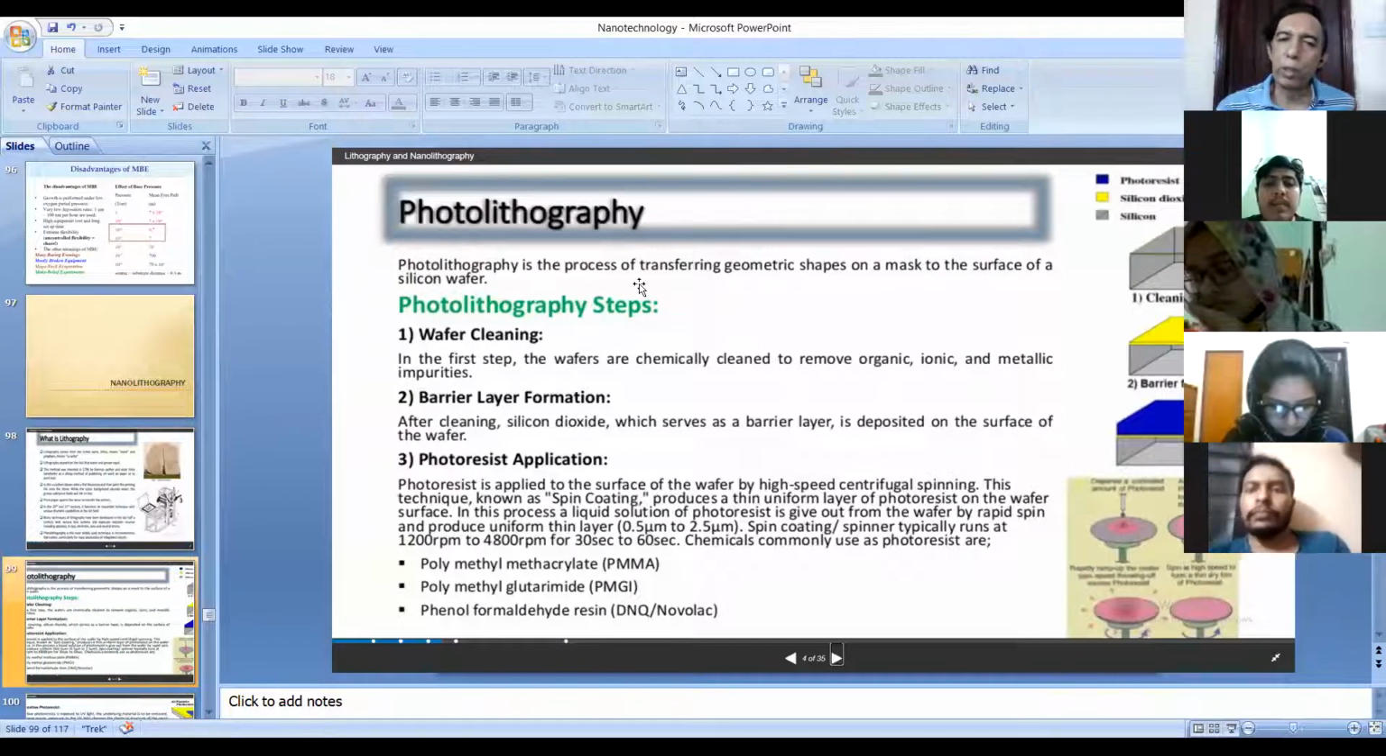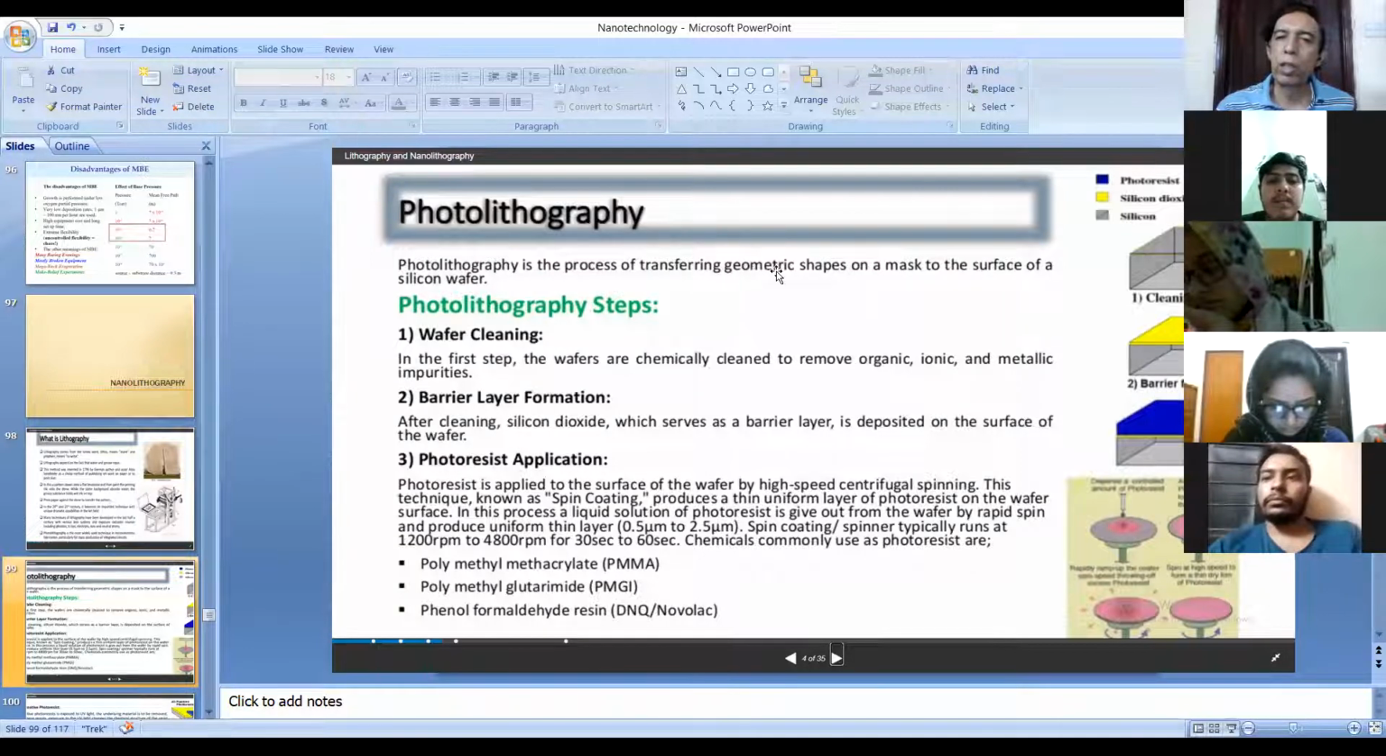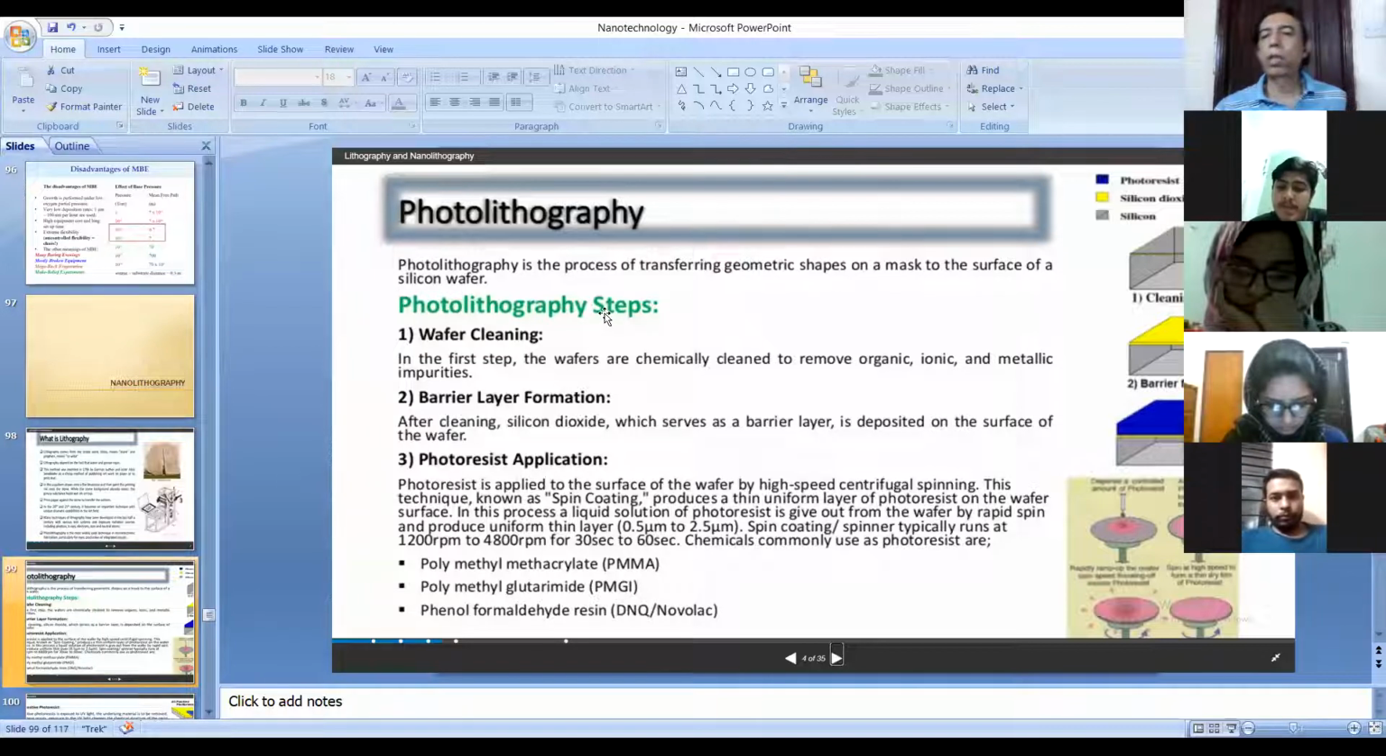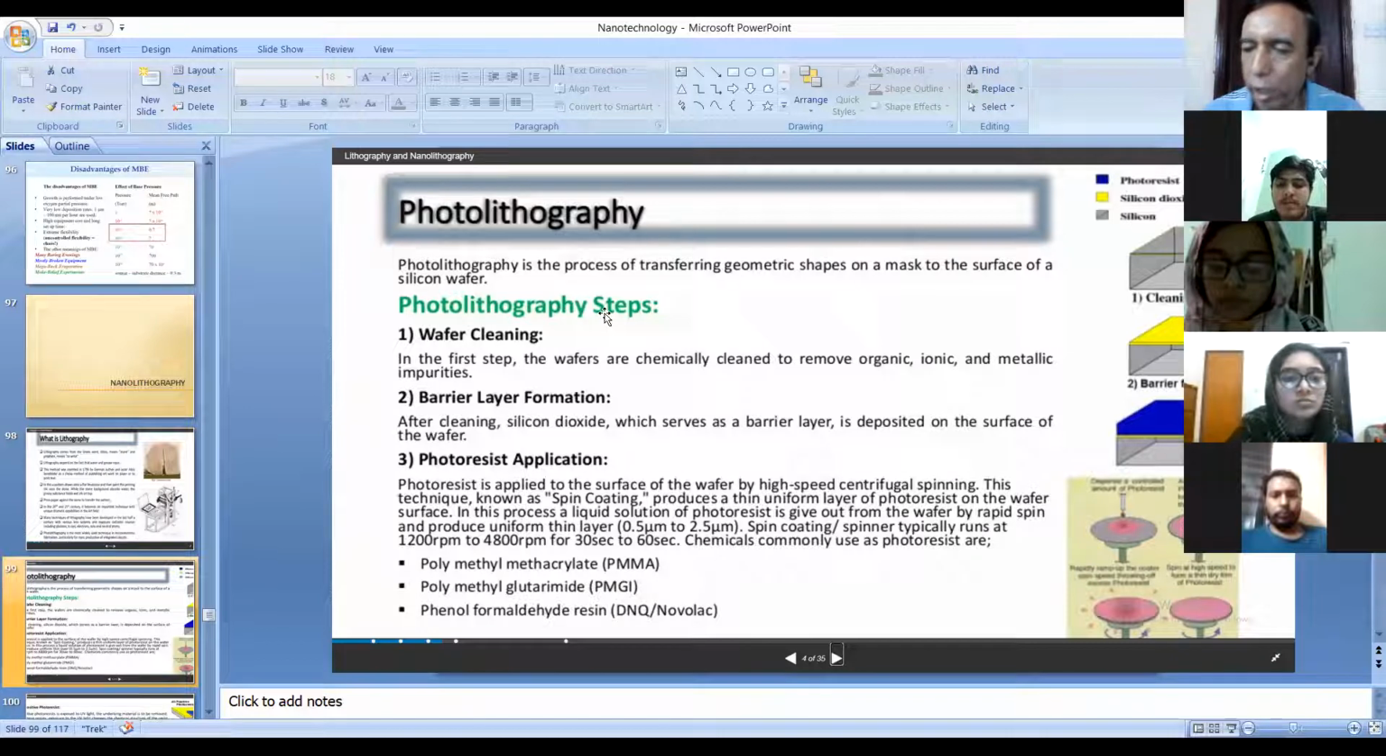Photolithography is a process of transferring geometric shapes on a mask, by a mask, to the surface of a silicon wafer. Now, do you know what is mask?